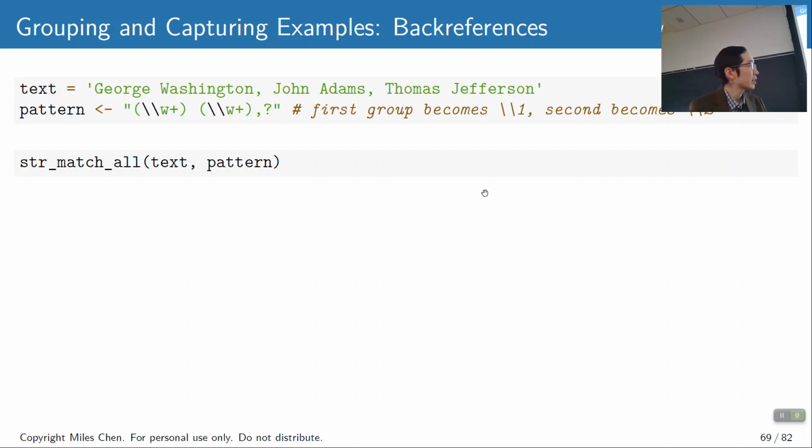All right, we can use these references. When you use capture groups, they get referenced with \1 and \2, okay? So this says word character, space, word character, one or more word characters, and an optional comma. So here I've got George Washington, comma, John Adams, comma, Thomas Jefferson, end of the string. What would this match?